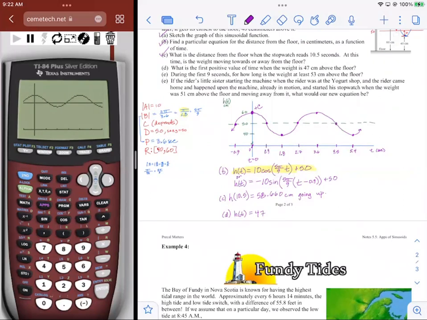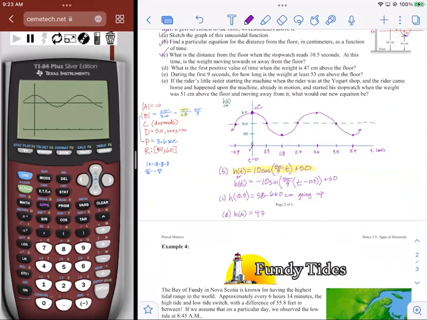But what if the instruction said, where is it 47 going up for the first time? It would be the second point of intersection, right? Or if I said, where is it at 47 going down for the second time? That would be now the third point of intersection. So don't always just assume that you're looking for the very first positive point of intersection. You have to read carefully. But that's what we're doing in this case.